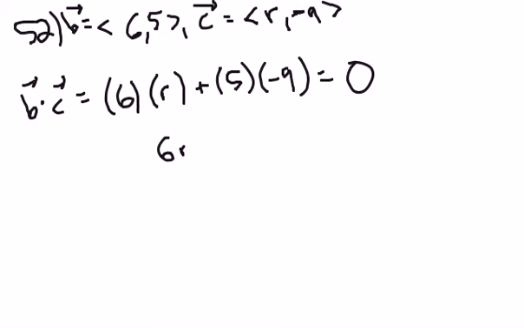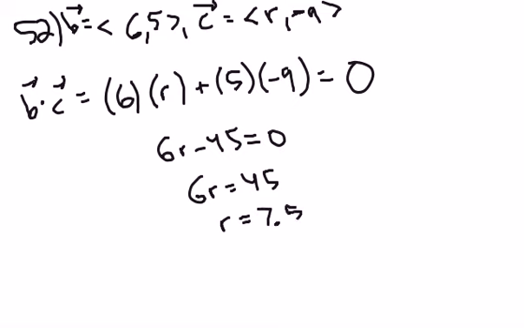So you have 6r minus 45 equals 0, and then you can just solve for r. So r is 7.5. So there you have up to number 52, and we will continue in the next section.